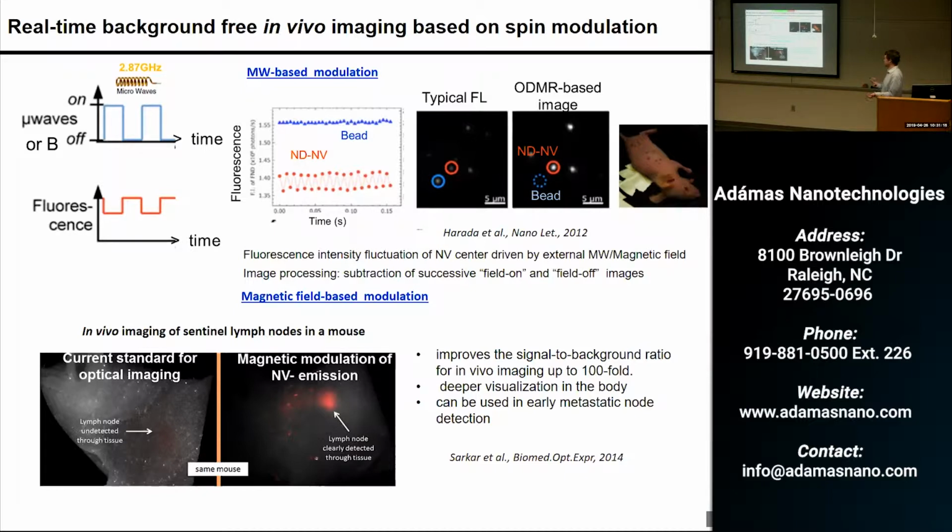And in addition to microwave modulation, this magnetic modulation demonstrated in 2014 also allows you to enhance the visibility. So these are lymph nodes with diamond, and then magnetic modulation allows you to enhance your contrast.